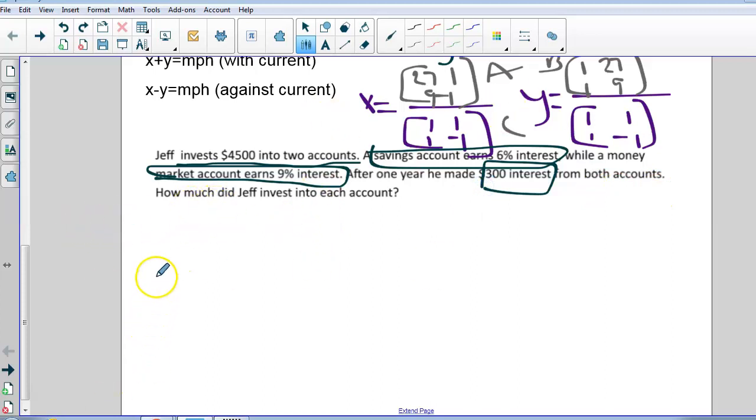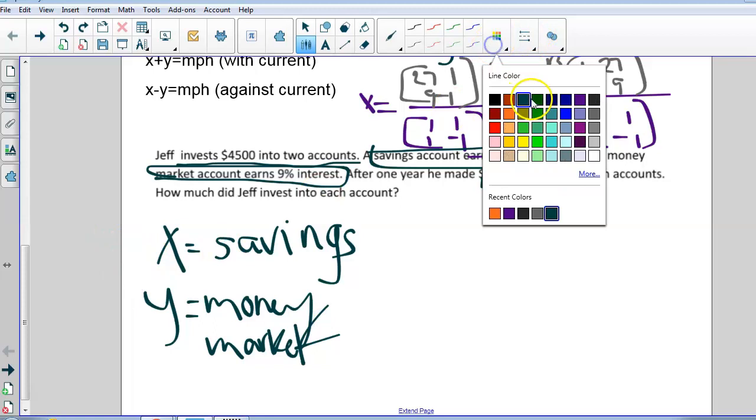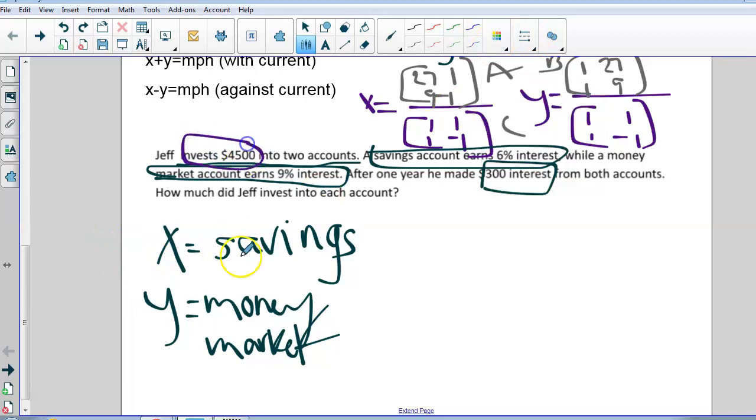So there's two accounts, which we're going to put our variables as. So X is equal to the savings account. Y will be equal to our money market. Okay, so we know that initially $4,500 was invested into the two accounts. We don't know how much. We just know that it's a total of $4,500. So we're going to have X plus Y equals $4,500.